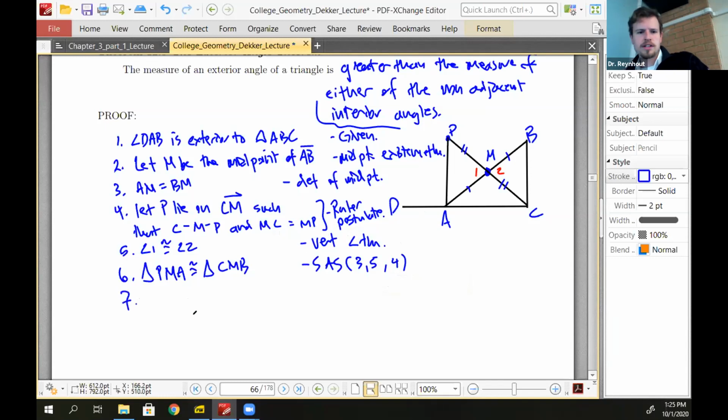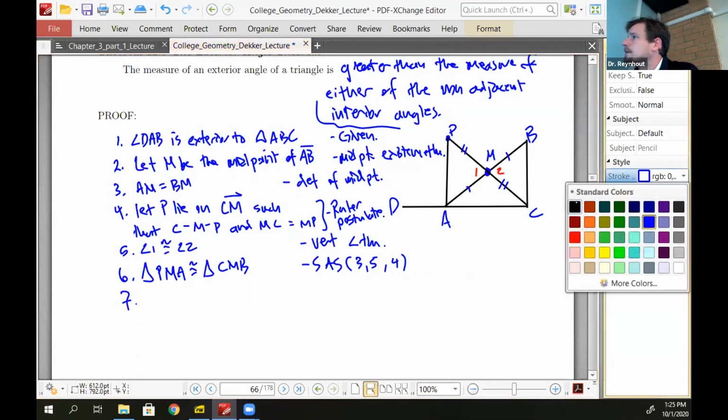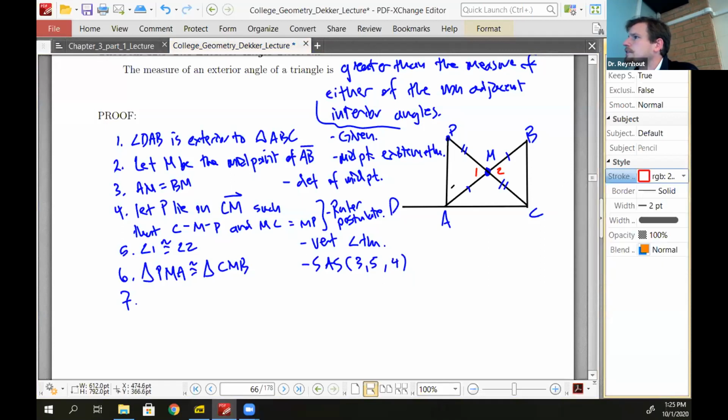All right. So what good does that do us? The measure of angle DAB we can compare to, label them here, angle 3. I used red for angles earlier. So this angle is congruent to this angle, and this angle is part of the larger angle. Okay, I'll say that one more time. Angle 3 here is congruent to this angle.